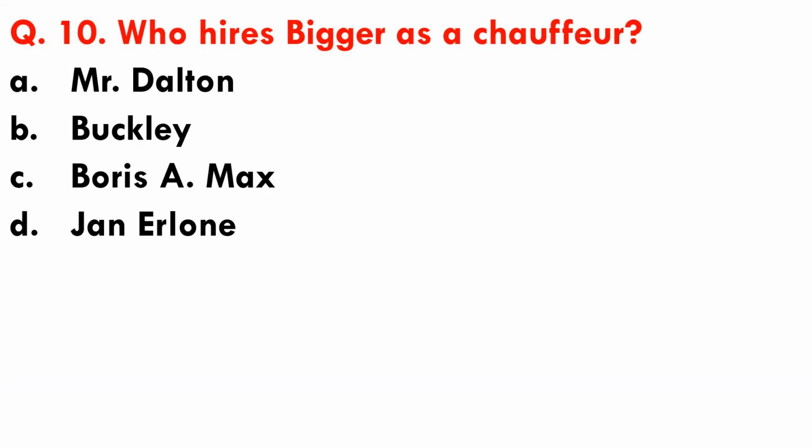Question number 10. Who hires Bigger as a chauffeur? Options are A. Mr. Dalton, B. Buckley, C. Boris A. Max, and D. Jan Erlon. So Mr. Dalton hires Bigger as a chauffeur. Option A is the correct answer.